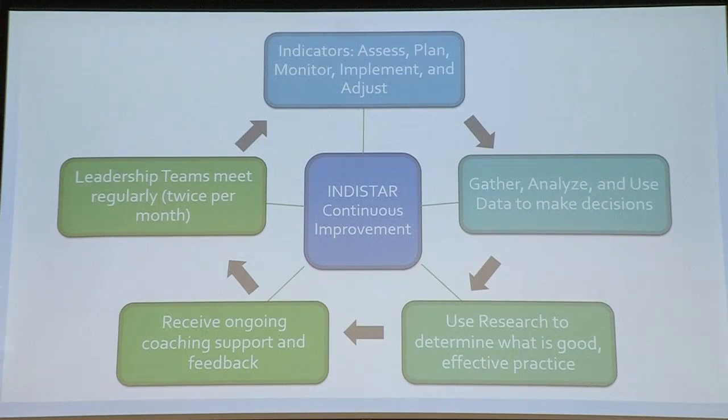And this is the last slide. We'll embed this in our brains before we go to lunch so we can do the activity and test when we get back, right? This is what continuous improvement really looks like and what we've really been trying to instill today in your mind. Leadership teams meet twice a month for at least an hour. During those meetings, they're continuously assessing, planning, monitoring, implementing, and sustaining practices. They're using data, gathering it, analyzing it, figuring out how to utilize it, using research and having conversations, and then receiving ongoing coaching support and feedback.